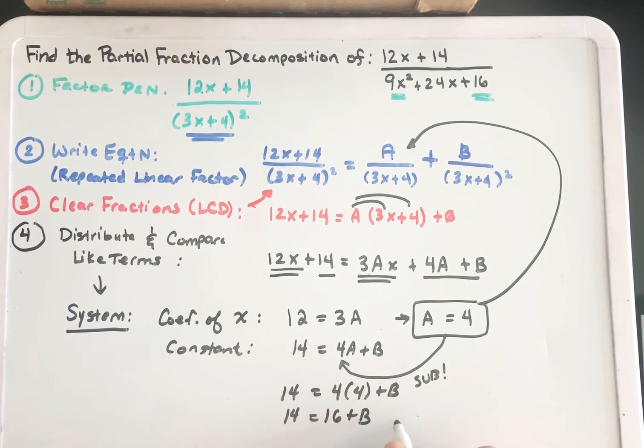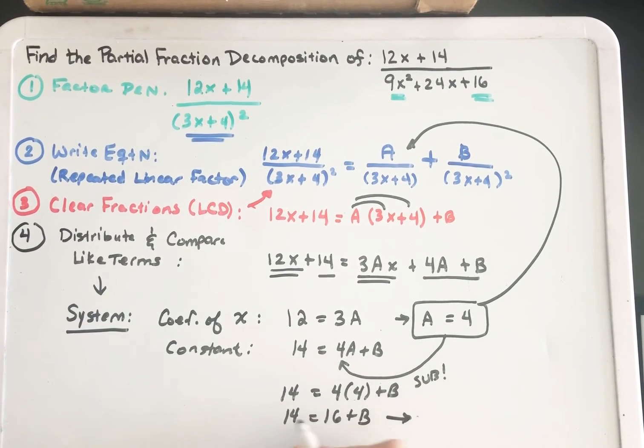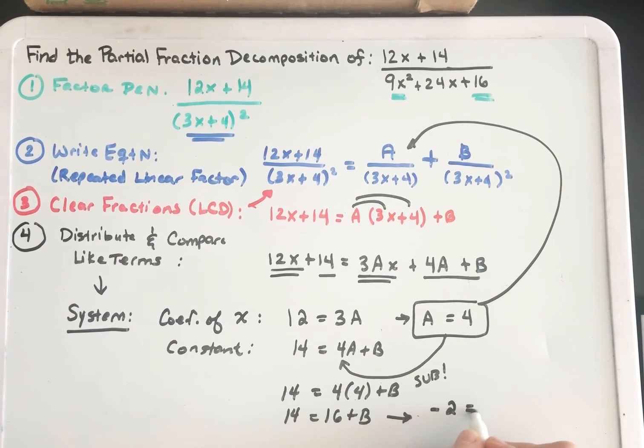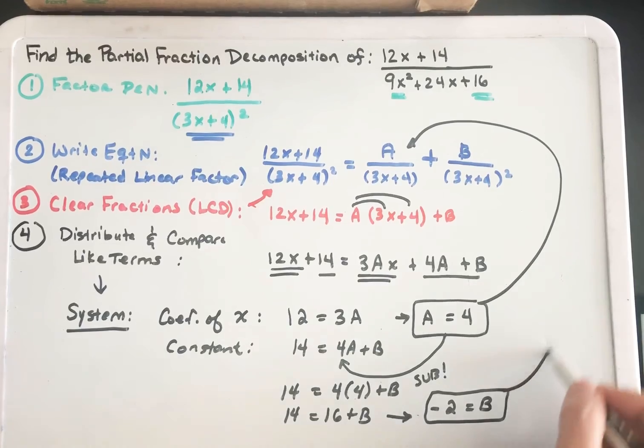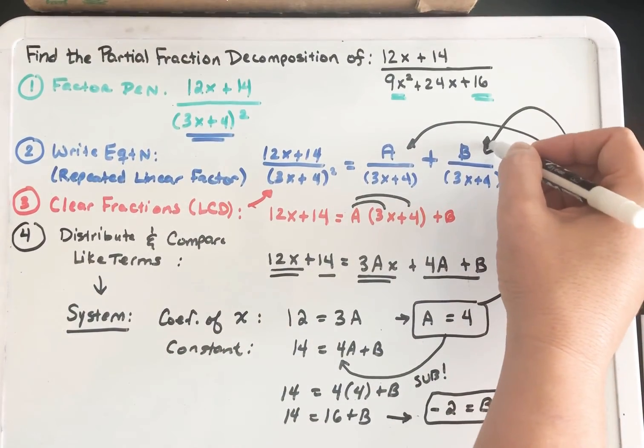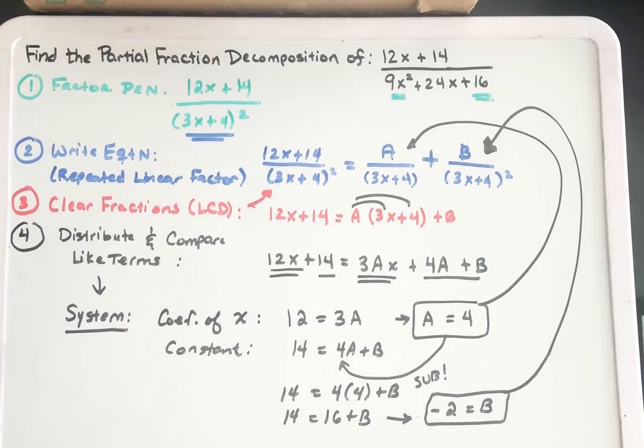So what must b be? No pun intended. 14 minus 16 is negative 2. So if b is negative 2, this makes sense. So now we found the other numerator of our partial fractions.